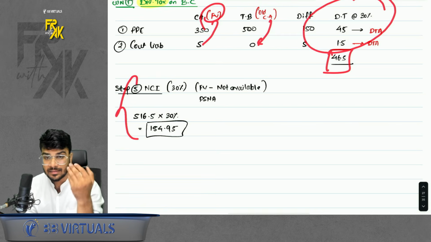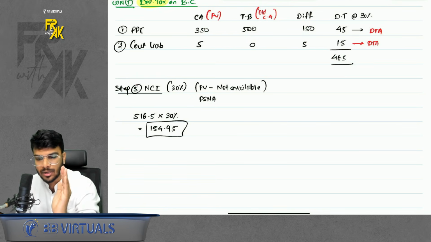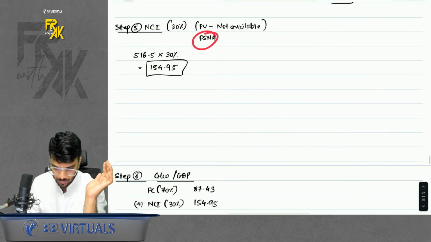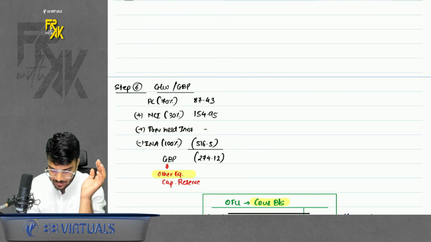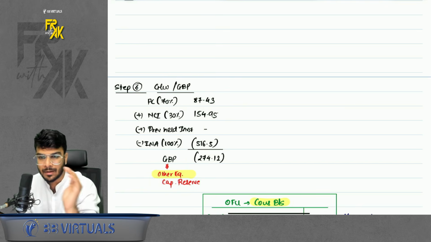Step number 5, NCI. Nothing is mentioned, so we will use PSNA. In NCI, do remember, the first preference we will give is to fair value. Nothing is mentioned about it, so use the PSNA method. Then step number 6 is goodwill, your GBP. PC plus NCI minus INA, we are getting GBP here. It will form part of your capital reserve, other equity.